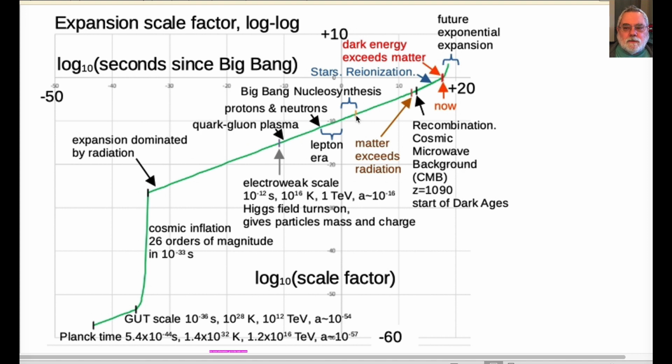Radiation energy density was proportional to 1 over the 4th power of the scale factor, and non-relativistic matter energy density was proportional to 1 over the 3rd power of the scale factor, a faster decline for radiation than for matter as the universe expanded. At 50,000 years, the temperature was 9,400 Kelvin. The energy density of radiation falls below the energy density of matter. Expansion of the universe is then dominated by non-relativistic matter.